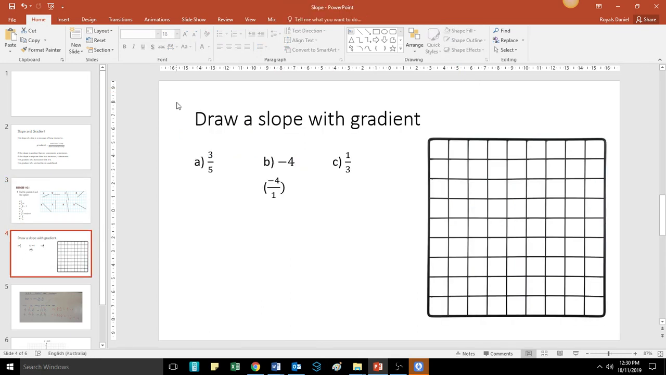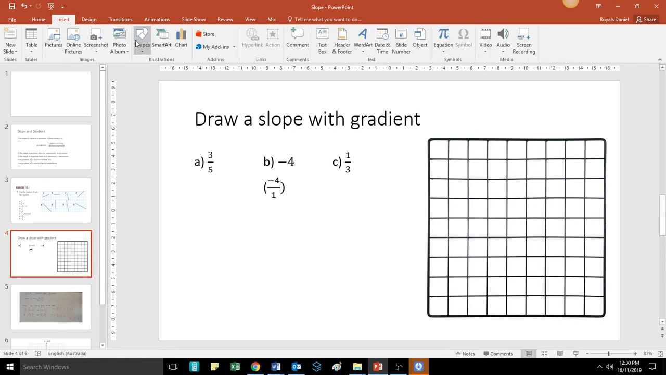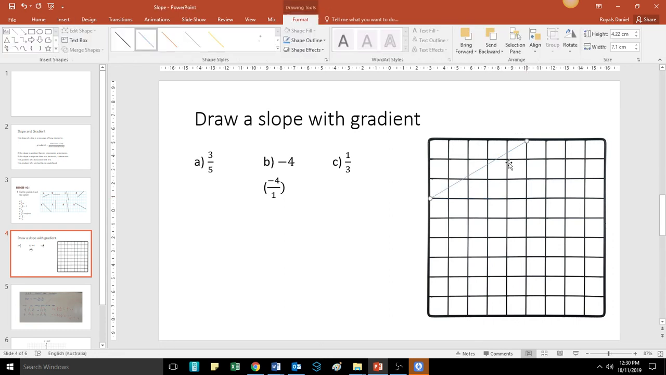In the next part, what it asks you to do is draw a line with a given gradient, and then it gives you a few different examples. So with the first one here, it says draw a line with a slope of 3 on 5. So that means it's going across 5 units, so 1, 2, 3, 4, 5, and then up 3 units. So that would be this line here.